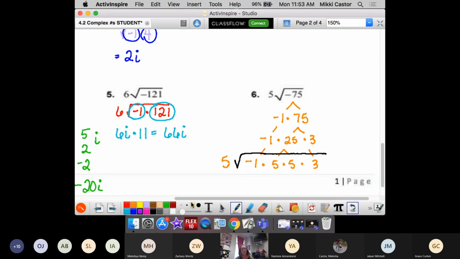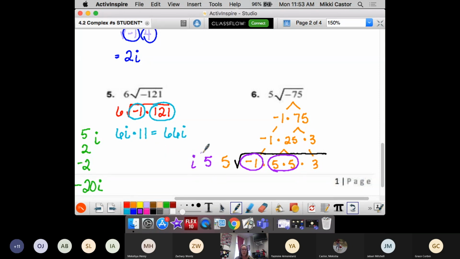Looking for buddies. I have a pair of 5s, two 5s, so I can bring a 5 out. And remember, anything that's outside gets multiplied together once to finish our answer. On the inside, -1 doesn't have a buddy, but remember, he's our imaginary, so I'm going to bring an i on the outside as well. 3 does not have a buddy. He is not allowed to go outside because he's not the -1, so he's not imaginary. He's got to stay in. So 3 is going to stay in the house, or in the root.